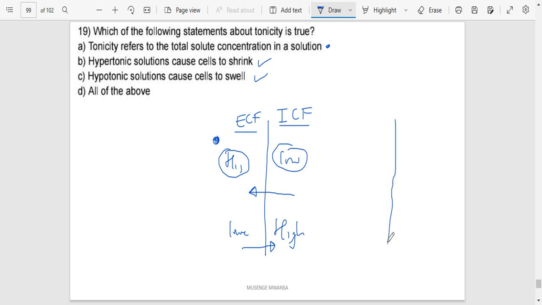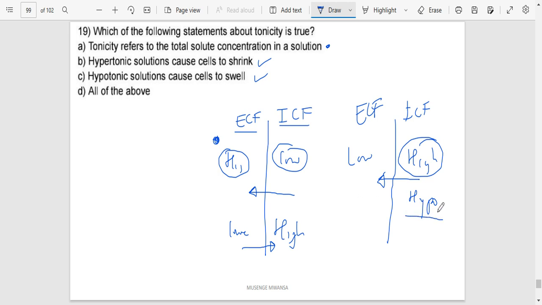If I'm talking about water potential, let's say ECF is here and then ICF is here. If I've got a high water potential here and then a low water potential here, with high water potential, water is going to be moving out. So high water potential means the solution is hypotonic. Why? Because you have got too much water in comparison to solutes, and so water is going to be coming out. So this is a hypotonic solution, but it has got a lot of water. It has got little solute. All right. So even this option is correct.